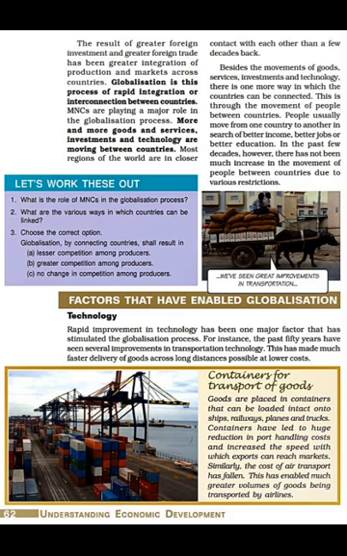More and more goods and services, investment and technology are now moving between the countries. If you see, this is because of MNCs. And most regions of the world are in closer contact with each other. Besides movements of goods, services, investment and technology, there is one more way in which countries are connected, and that is through the movement of people between the countries. Usually people move from one country to another in search of better income, better jobs, better education.